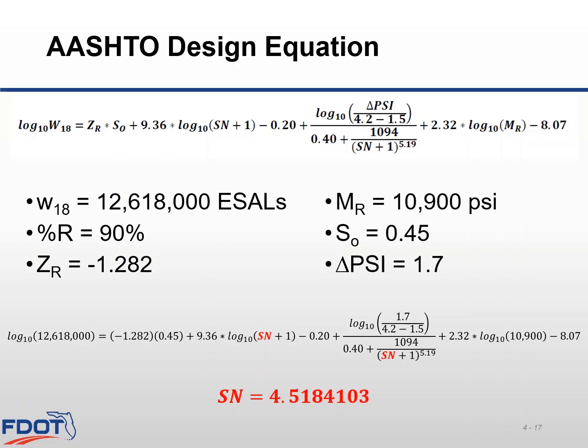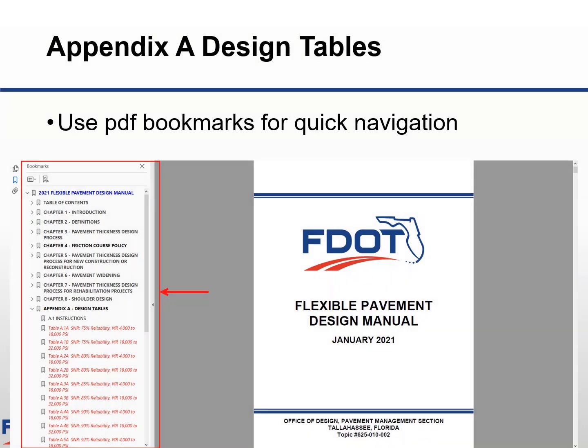Now that we know how to do the calculations, let's look at the shortcut for everyday use. So if you want to skip the long equation calculation, you can go to Appendix A of the Flexible Pavement Design Manual. I'd suggest using the bookmarks within the PDF to your advantage when looking for the correct table. So if you expand Appendix A within the bookmarks, you'll see quite a long list of tables. Let's zoom in a little on the Appendix A bookmarks.